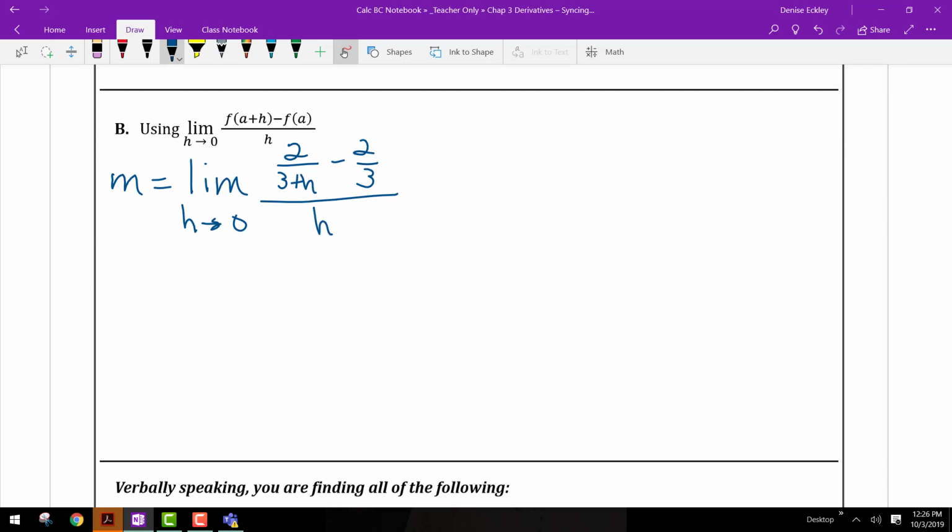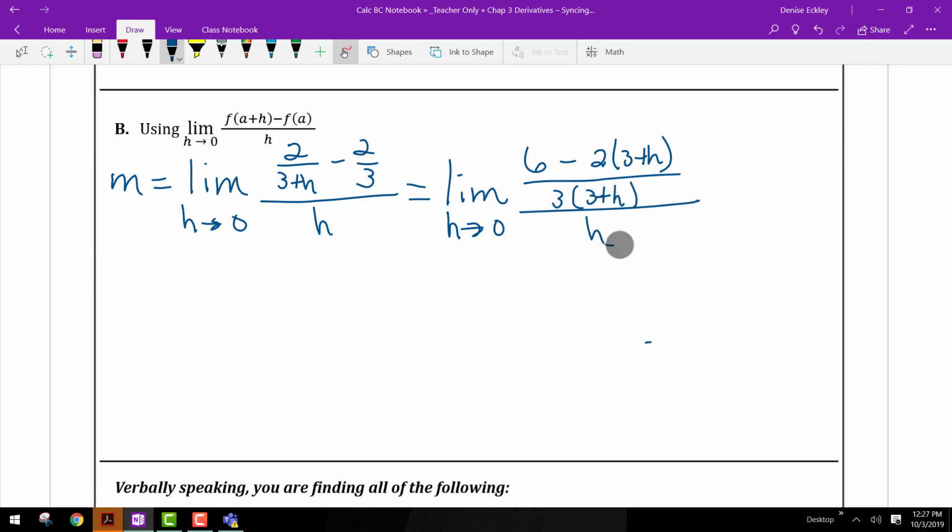So again, I'm going to make a common denominator in the numerator so I can simplify the fraction. So I'm taking the limit as h approaches 0 of, let's see, 6 minus 2 times (3 plus h), and this is all over 3 times (3 plus h), and this whole thing is over h.